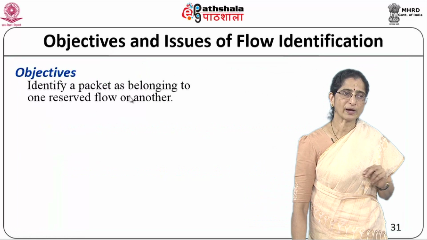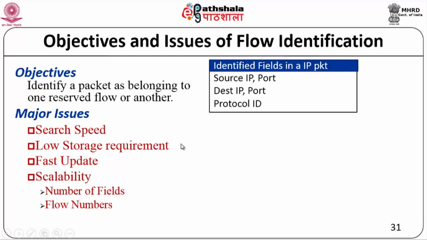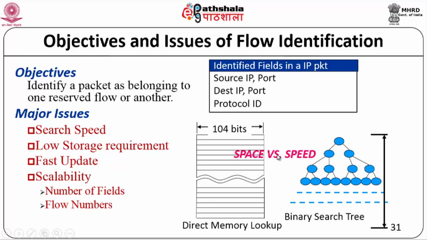If you look at flow identification, the objective is that you need to identify a packet as belonging to one flow or another. The fields that can be used for flow identification vary from source IP, source port number, destination IP, destination port number, protocol ID and so on. But the issue is how fast you are able to do this classification. The search speed becomes important, as do low storage requirement, fast update and scalability. So how do I actually search? Do I do a direct memory lookup, or do I do a binary search? You normally have the usual space versus speed trade-off to look at. Those are issues one has to understand in terms of how flow identification is done.